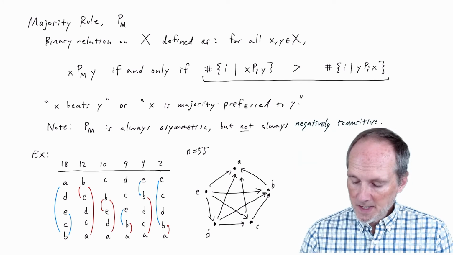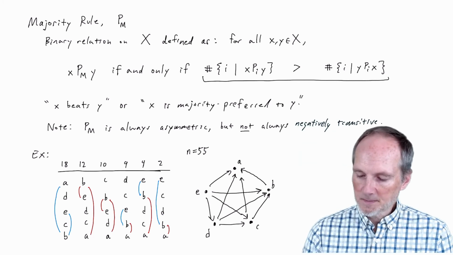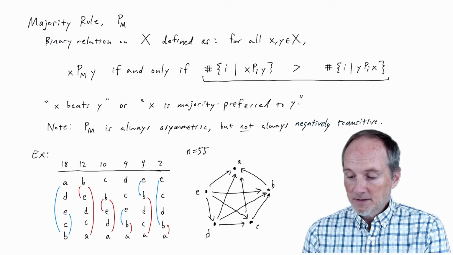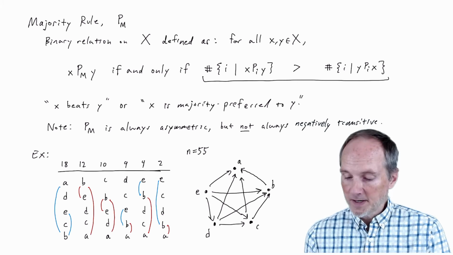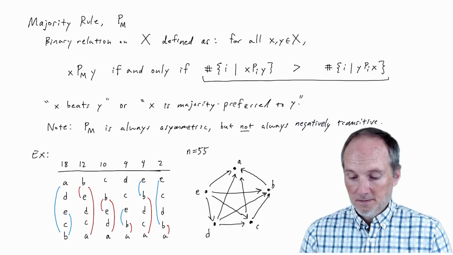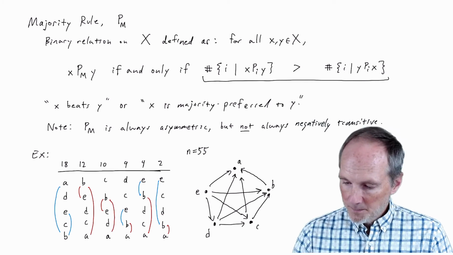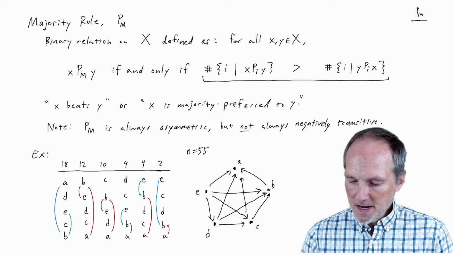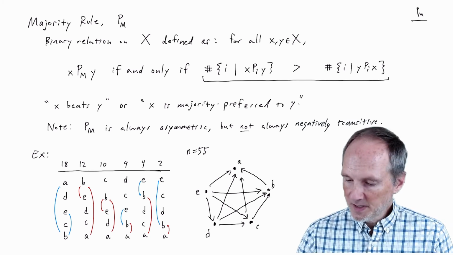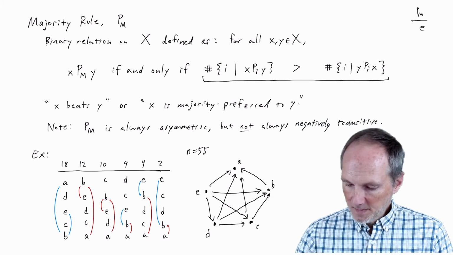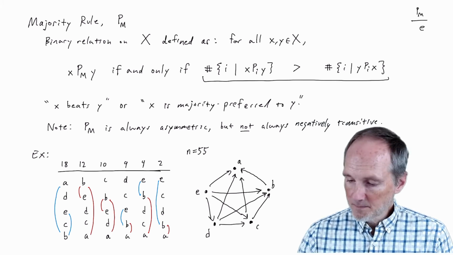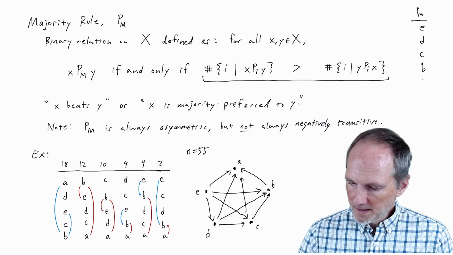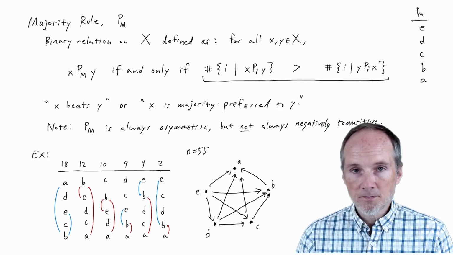The majority preference relation is always asymmetric. It's not always negatively transitive, but in this example, it is negatively transitive. And it actually gives us a ranking of alternatives. What's the top ranked alternative? Well, you can see that E beats every other alternative. That's going to be at the top of the ranking. And then D beats everything except E. C beats everything except E and D, and so on. And the ranking ends up like so.